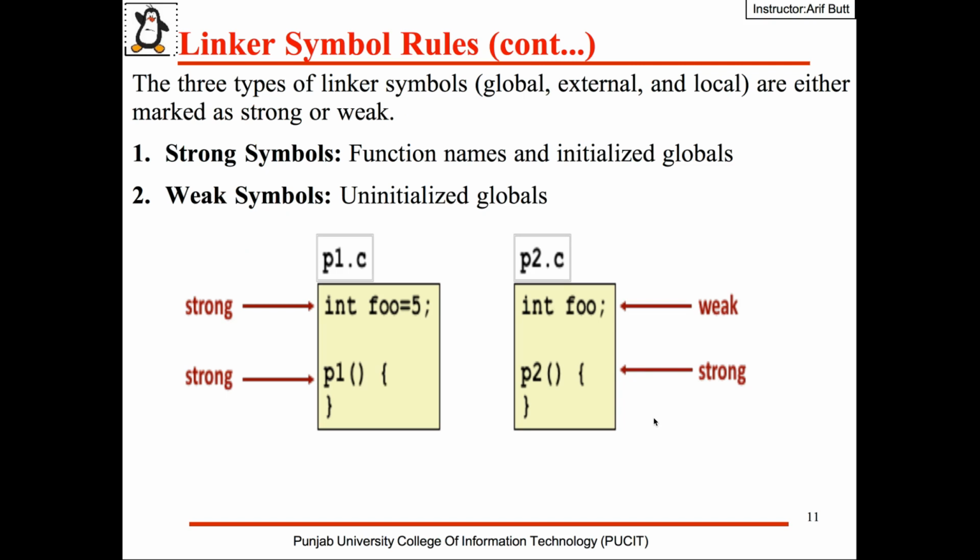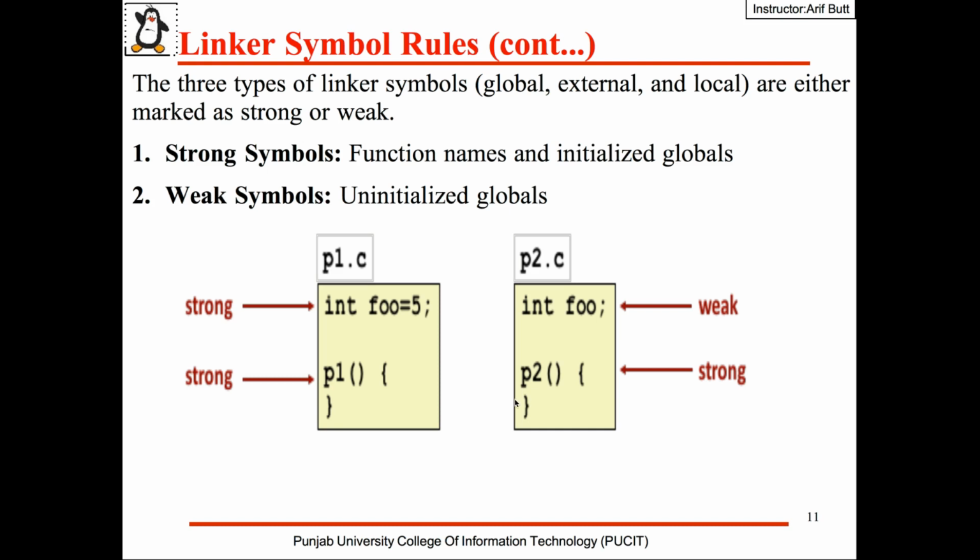Well, three types of linker symbols, global, external, and local, as we have discussed, are either marked as strong or weak. A strong symbol is a symbol that represents a function name or an initialized global, while all the uninitialized globals are weak symbols.